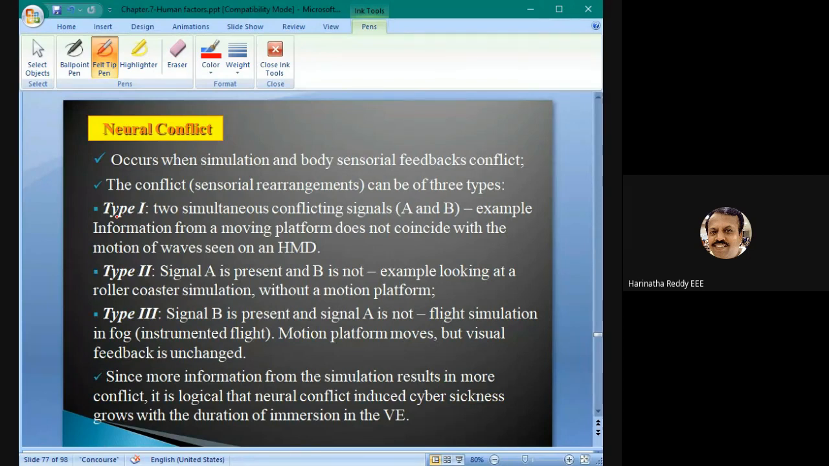And this neural conflict can be of three types: type 1, type 2 and type 3. Type 1 is nothing but two simultaneous conflicting signals, A and B. Example: information from a moving platform doesn't coincide with the motion of waves seen on the HMD. So when we are using a head-mounted display, you need to closely observe the motion of waves.